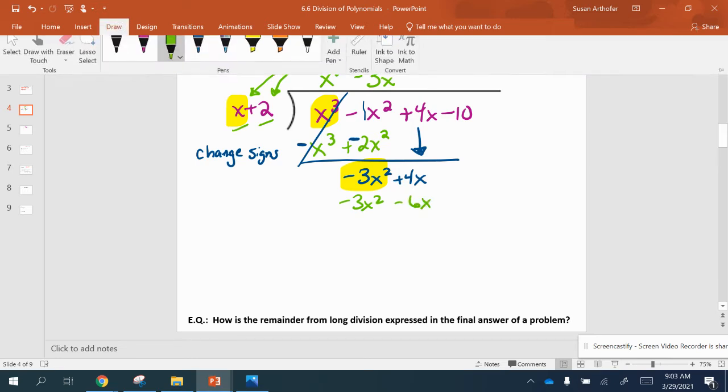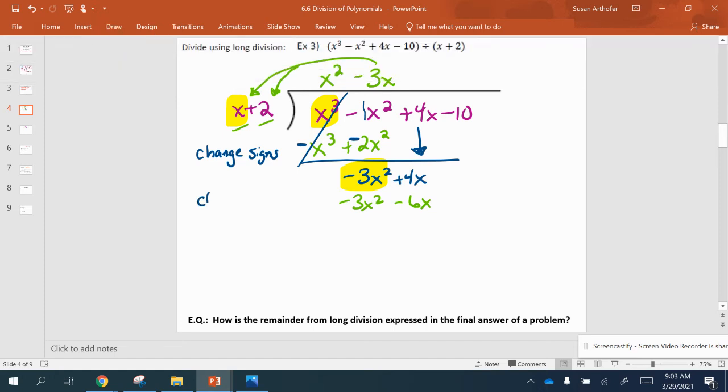And then the most important thing is to change signs. So I have a negative 3x squared, I'm changing it to positive. A negative 6x, I'm changing it to positive. And now things should cancel. 3x squared minus 3x squared cancels. 4x plus 6x is 10x, and I'm going to bring down the back, and I'm going to start over again.